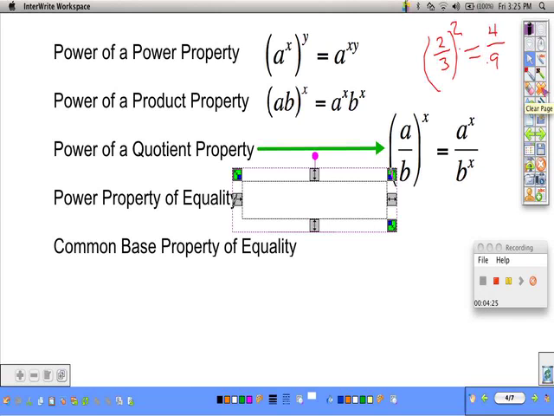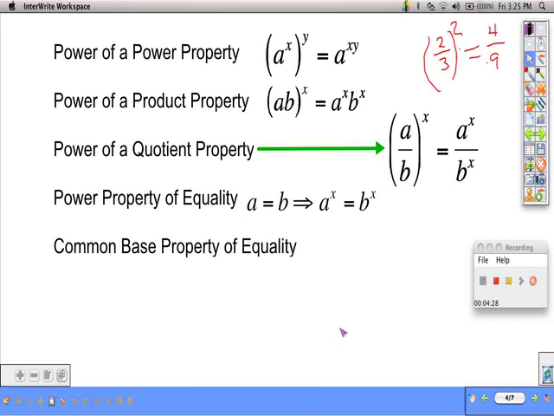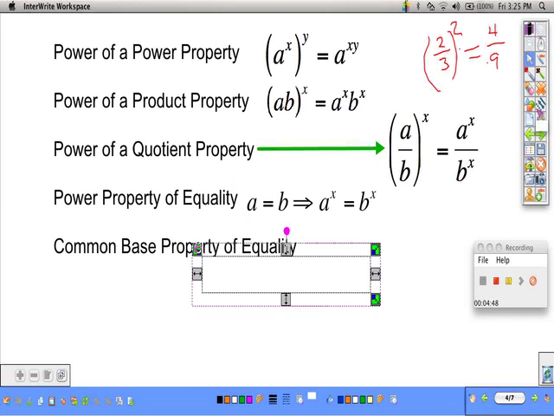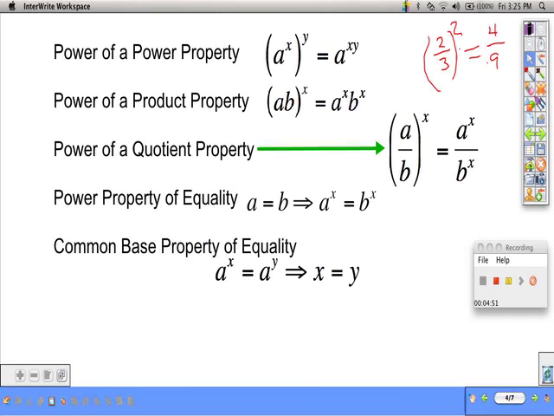Last two properties. If a is equal to b, then a to the x has to be equal to b to the x. In other words, if we raise both sides of an equation to some exponent, the equation stays equal because we did it to both sides. And the final property says that if we have two powers equal to each other that have the same base, their exponents also have to be equal. And we'll do some examples that illustrate these properties.